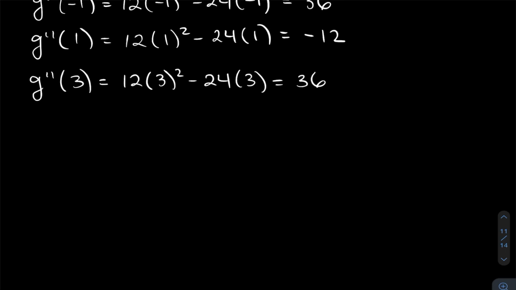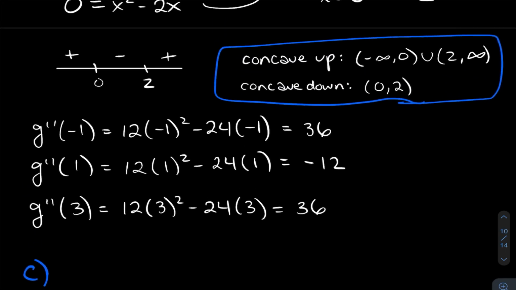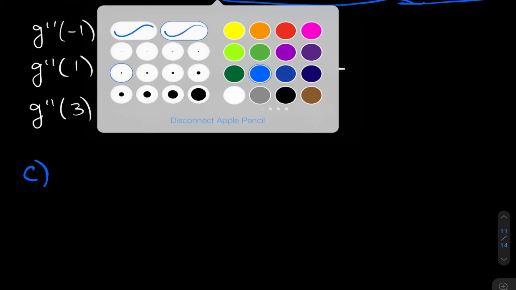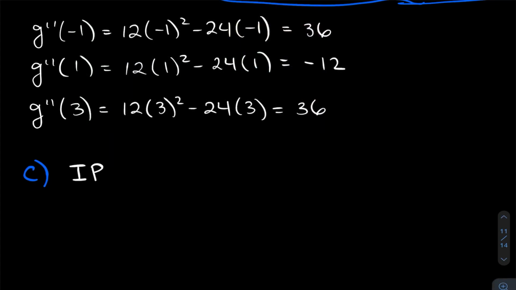So now let's move on to part C, which is just to find the inflection points. From the second derivative sign chart, we're already going to know where our inflection points are, where we're switching our concavity from concave up to concave down, or from concave down to concave up. We're switching our concavity at both x equals 0 and x equals 2. And so we know those are the x coordinates for our inflection points. So I'll write IP, x equals 0, and x equals 2.